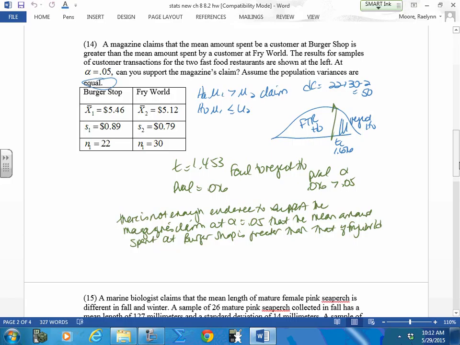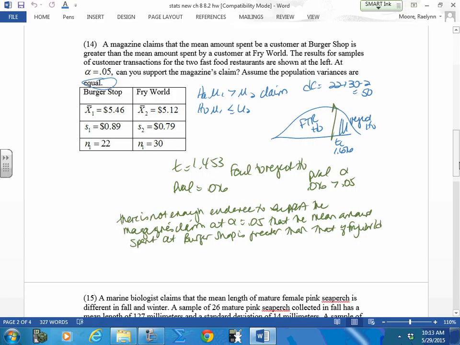That has nothing to do with your claim. Your claim is that mean 1 is greater than mean 2. Make your burger shop be 1, make your Fry World be 2. Take your information out and keep it in the box. If they don't put it in the box, put it in the box. You're going to enter it exactly like this in your calculator. Okay. Find your cutoff value. You have a right-tailed test.